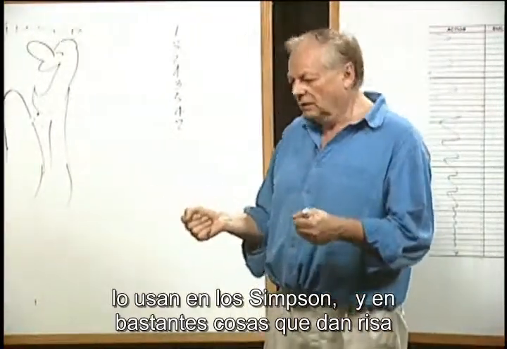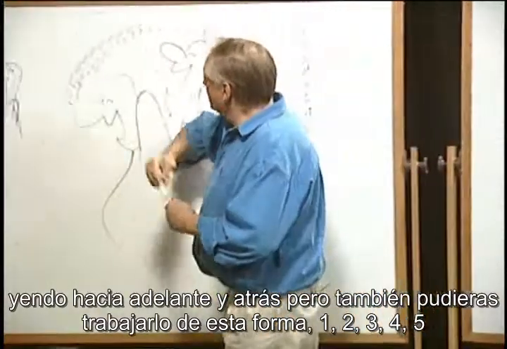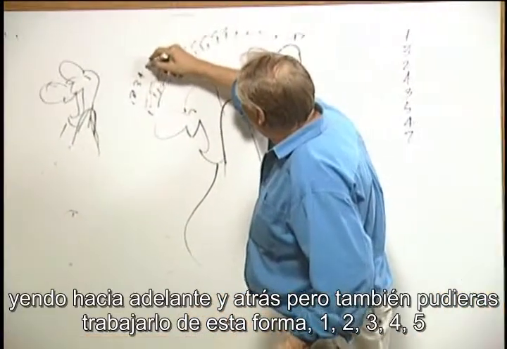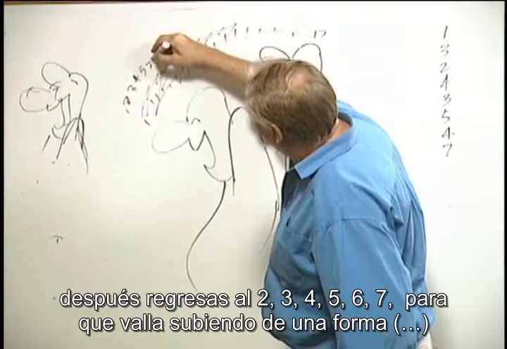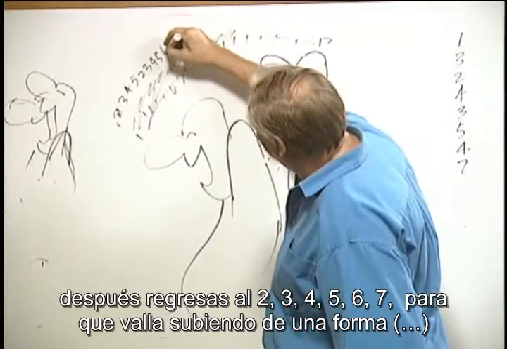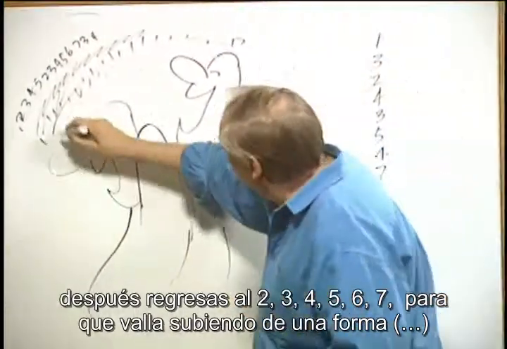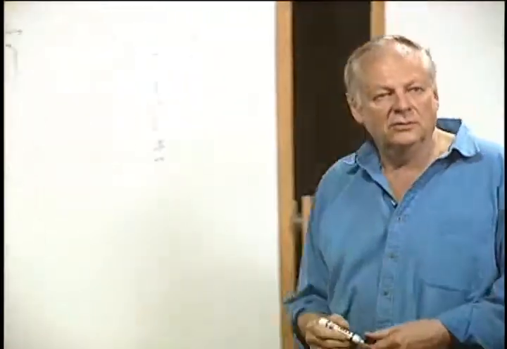They'll have a little working backwards and forwards, and of course you could run it 1, 2, 3, 4, 5, and then go back to 2, 3, 4, 5, 6, 7, and then go back to 3, 4, so that you can go up in steps, right?